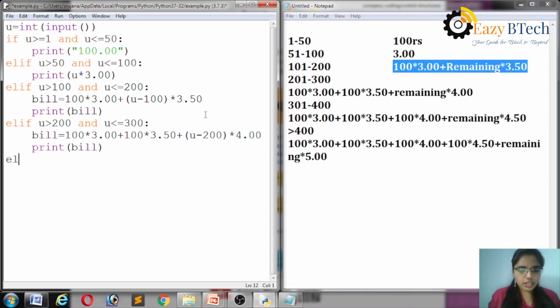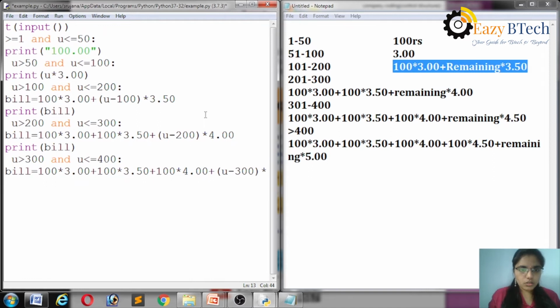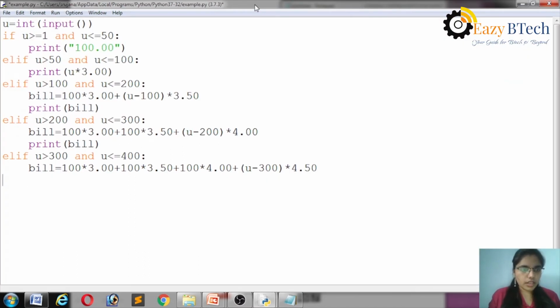After that, again, we'll move on to the elif block. Elif U greater than 300 and U less than or equal to 400. Bill is equal to 100 into 3 plus 100 into 3.50 plus again 100 into 4 rupees plus (U minus 300) into 4.50. Next, again, print bill.